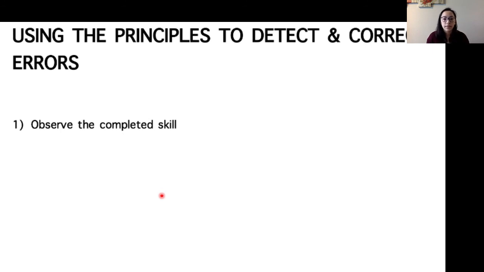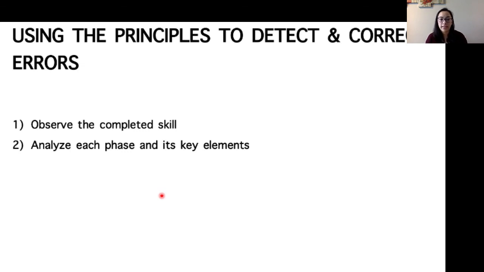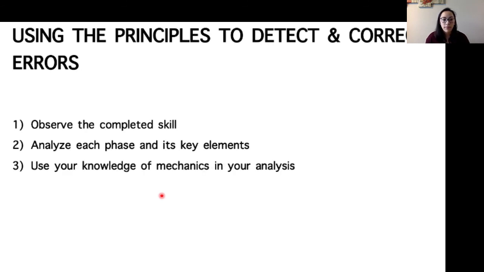So the first thing we would want to do is observe the completed skill. Make sure you have a good vantage point and you're viewing it from a lot of different angles. Then you want to identify each phase and its key elements, which is what you guys did last week, right? Figure out what the most basic phases of the movement are, what the sequence is, and then from there we would use our knowledge of mechanics in our analysis.